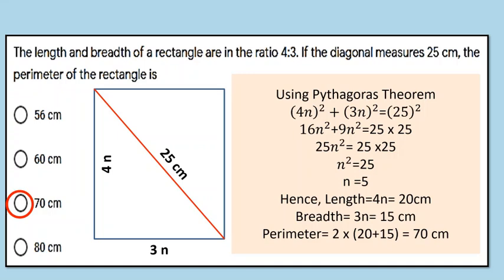Now you can find the length 4 into n and breadth 3 into n. So 4 into n is 20, 3 into n is 15. So you can calculate the perimeter. That will be 70 centimeters. Diagonal won't come in that perimeter, remember.